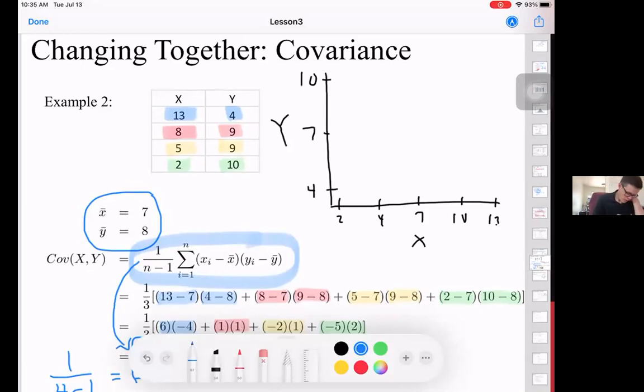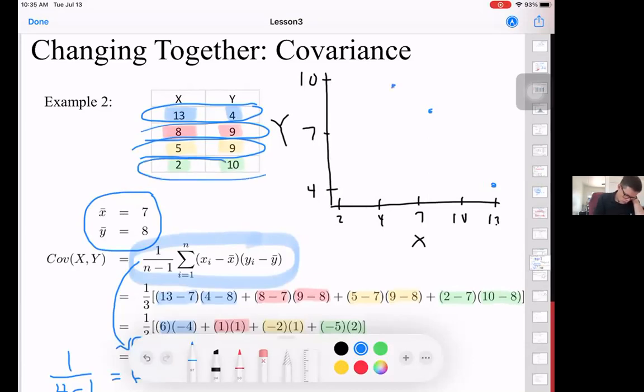So we're going to plot the first point, which is 13, 4. The second point is 8, 9. The third point is 5, 9. And the final point is 2, 10.